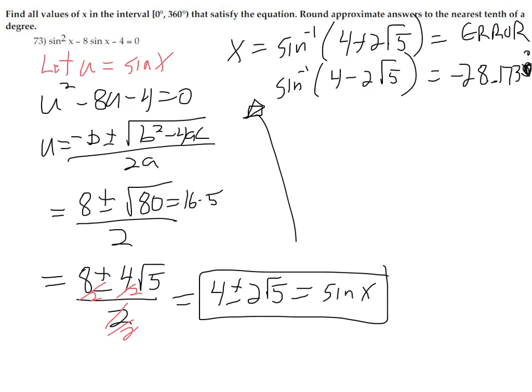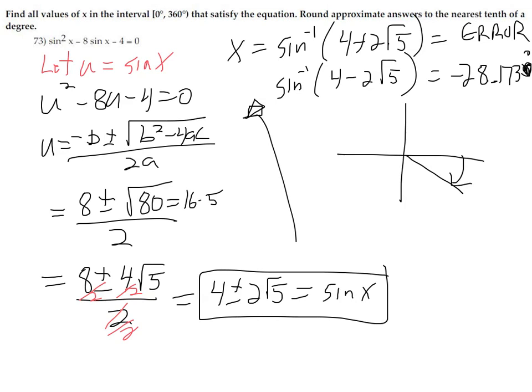Okay, well, why did we get an error? 4 plus 2 square root of 5 is bigger than 1. Sine doesn't go bigger than 1. Sine goes between negative 1 and positive 1 when you look at its graph. So arc sine will never accept anything outside of negative 1 to positive 1. Now 4 minus 2 square root of 5 is less than 1. It looks like it's negative because arc sine gave us a negative number. So one of these solutions doesn't work, but the other one does. So our final answer is about right there.